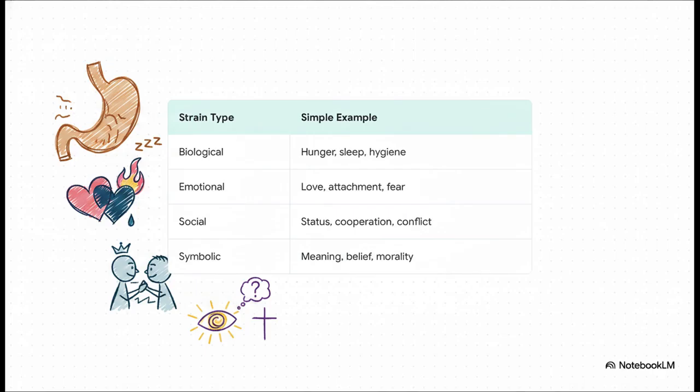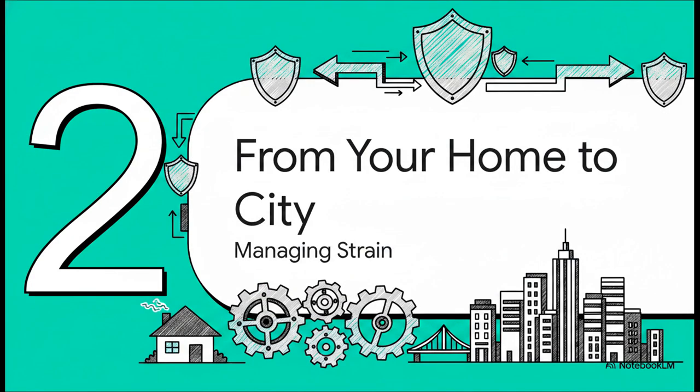First, you've got biological strain, things like hunger and sleep. Then there's emotional strain, like love or attachment or fear. You've also got social strain, which covers our need for status or cooperation. And last but not least, there's symbolic strain, that deep, uniquely human need for meaning and belief. So once you see these different kinds of strain, you start to realize that our entire world is basically this incredibly sophisticated machine that we've designed to manage it all.